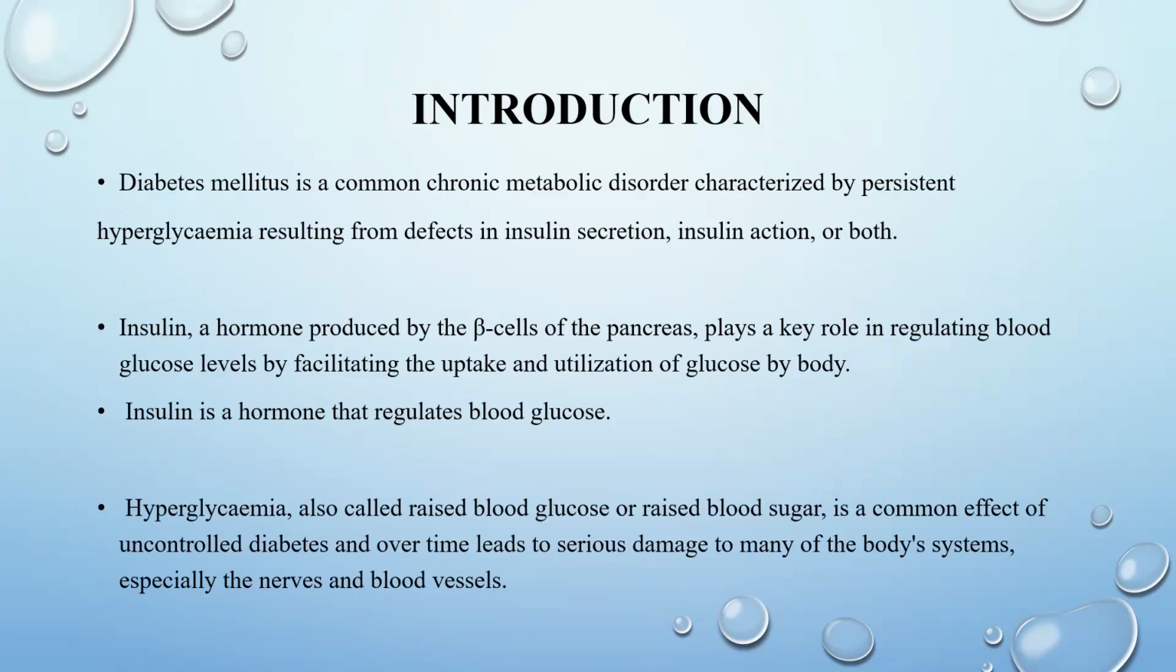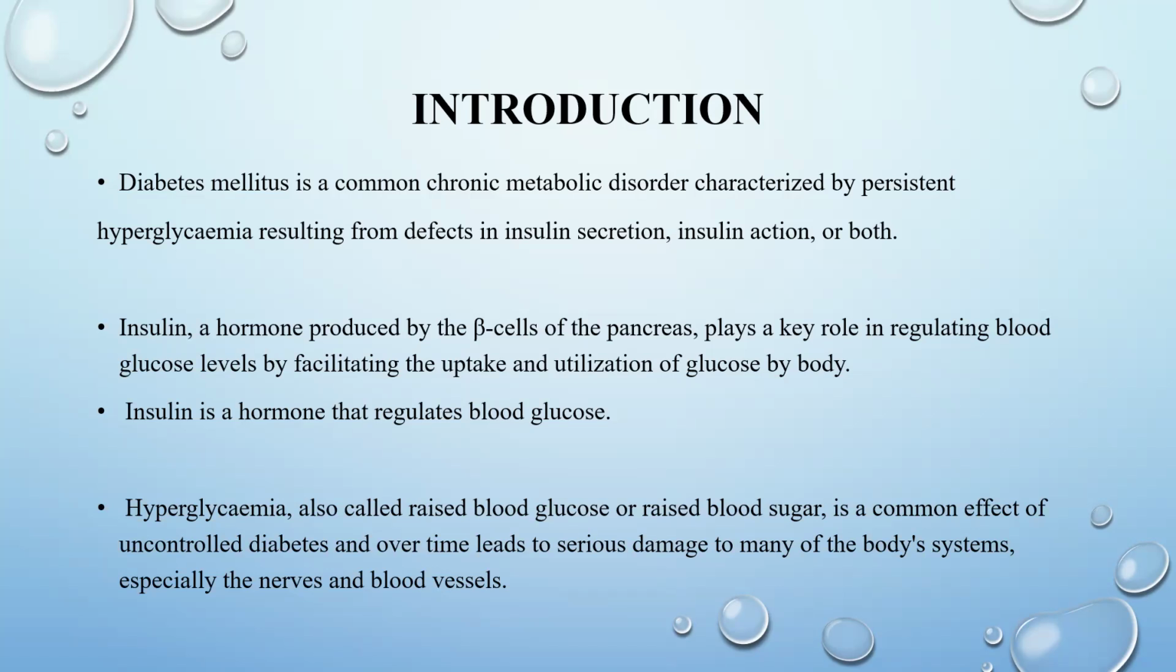Introduction. Diabetes mellitus is a common chronic metabolic disorder which is characterized by persistent hyperglycemia resulting from defects in insulin secretion, insulin action, or both. Insulin, which is a hormone produced by the beta cells of the pancreas, plays a key role in regulating blood glucose level by facilitating the uptake and utilization of glucose by the body. Insulin is a hormone that regulates blood glucose.